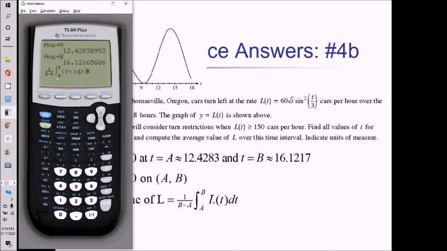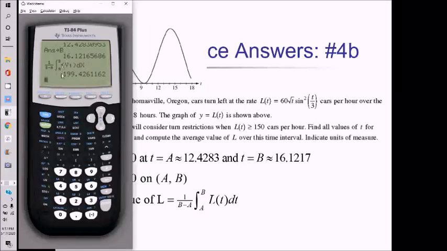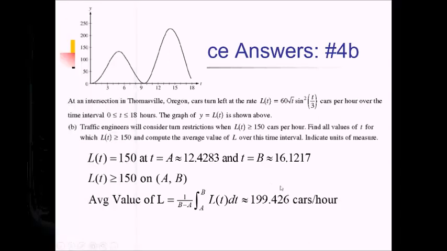So here is what I entered in my calculator off camera. I did my fancy fraction mode to do 1 over b minus a. And I've got the integral, math 9, from alpha a to alpha b. I did alpha trace to pull up my y menu, and I put y1 in there because that's where I stored L of t. We've got dx, and now we just have to press enter. And that gives us 199.426. And since this is the average value of L, and L is in cars per hour, this is also going to be in cars per hour. There we go.